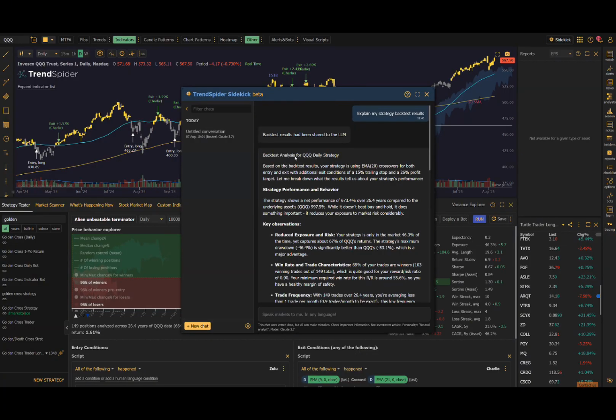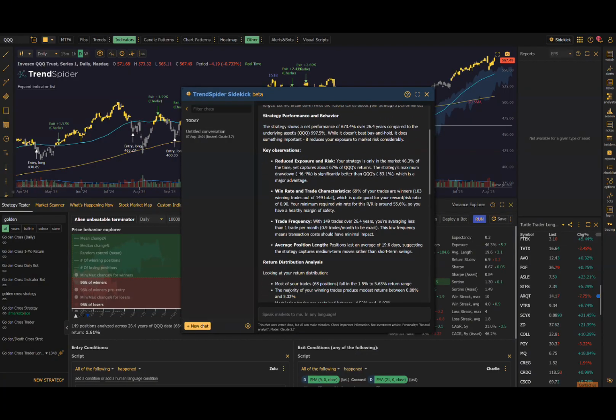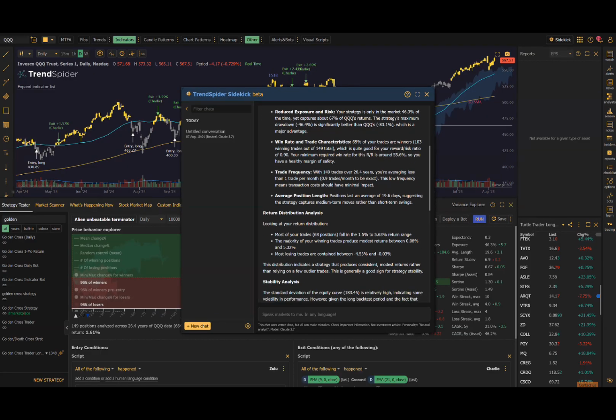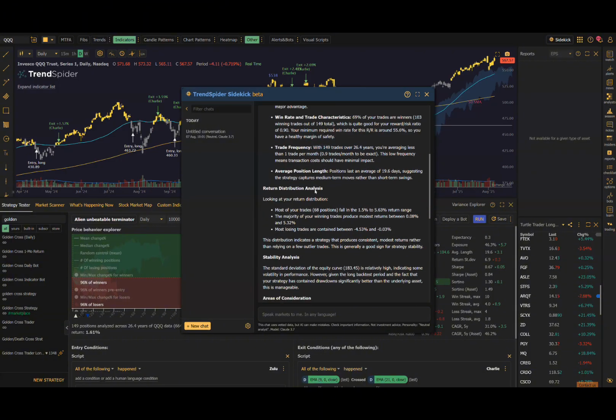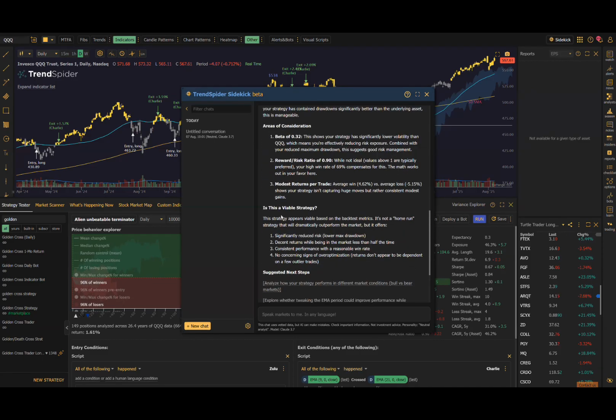But as you can see, it does a backtest analysis for this. It says your net performance, reduced exposure and risk. The max drawdown is better. The win rate is pretty good. For the risk to reward ratio, 149 trades over 26.4 years. That's only one trade a month, which is a bit low. And you can pretty much just talk to it. Is this a viable strategy? It says it's not a home run strategy that'll dramatically outperform the market, but it does offer reduced risk.